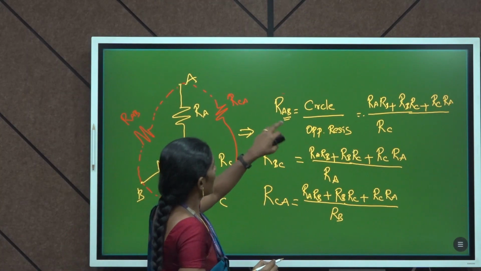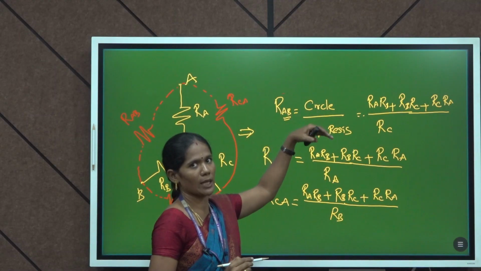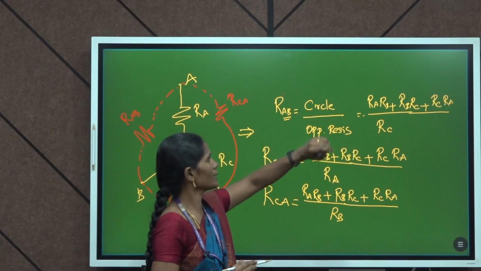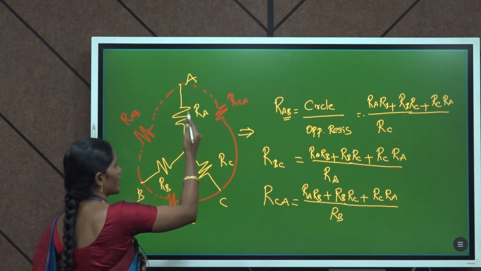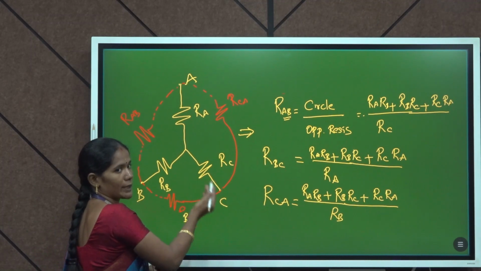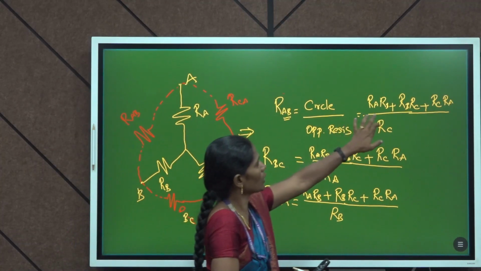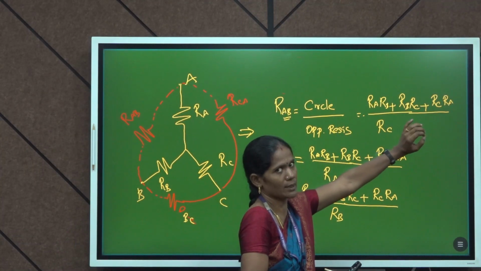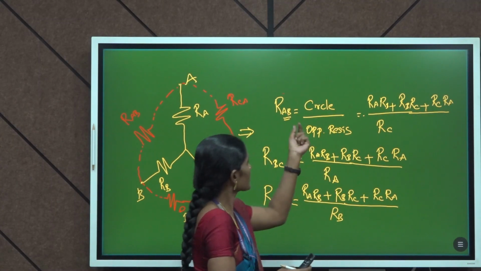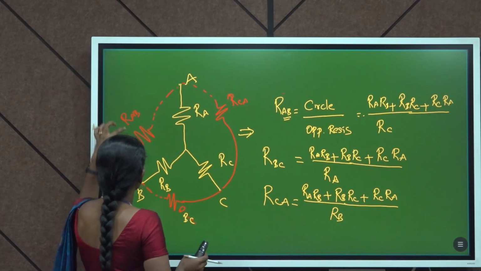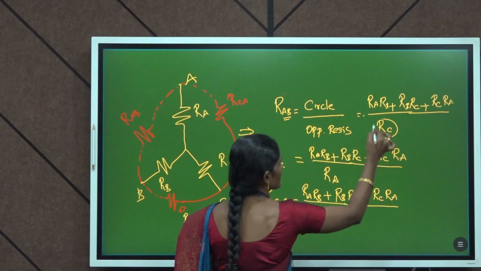For RAB, the shortcut formula is circle divided by opposite resistance. What we mean by circle here is the star resistances multiplied in this rotation: RA multiplied by RB, RB multiplied by RC, and RC multiplied by RA. That is, RA into RB plus RB into RC plus RC into RA. This circle is divided by the opposite resistance. The opposite resistance for RAB is RC.